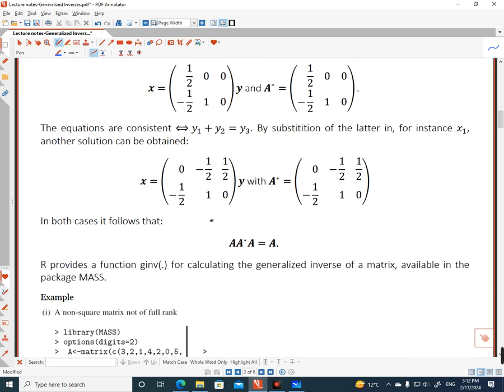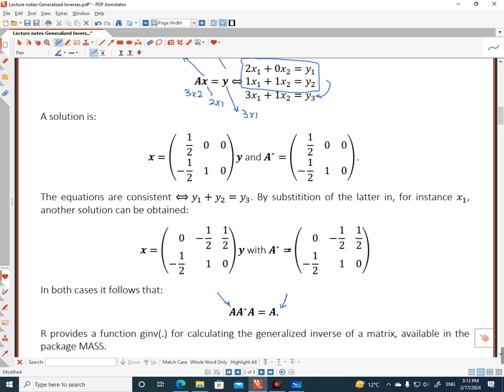We can also try to see whether this generalized inverse satisfies this equality. You can pre-multiply A star with A and post-multiply A star by A, then you will get A. But this is out of our tolerance. I mean, we don't want to do it by hand.